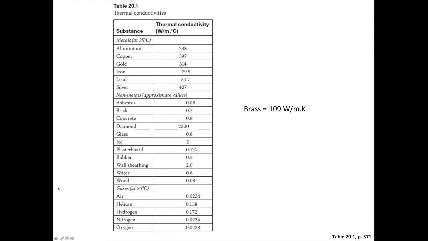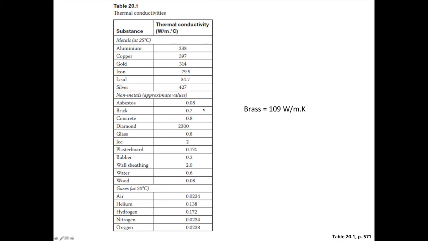So what we have here is a table showing this thermal conductivity constant, the k, in watts per meter per degree C, which is the same as watts per meter per Kelvin, for some different materials. So you can see the metals up here are relatively high. Of interest, as we'll see in a demonstration in a minute, aluminium's 238, copper 397, brass is written over here as 109, and iron, which is the main component of stainless steel, is 79.5.